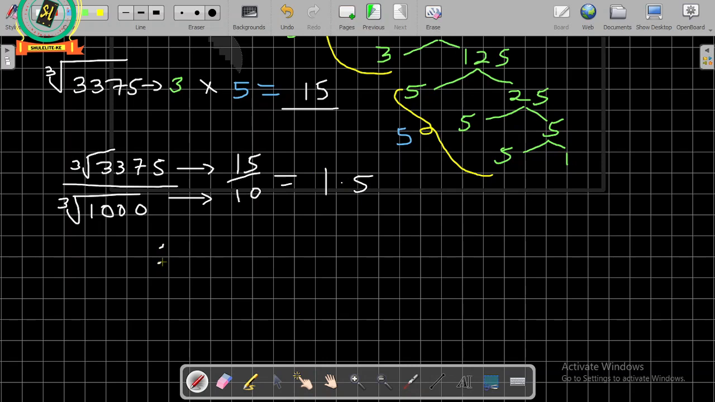Therefore, we can summarize our work as the cube root of 3.375 is equal to 1.5 as our answer. Good.